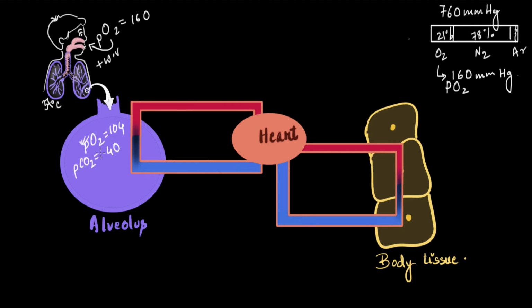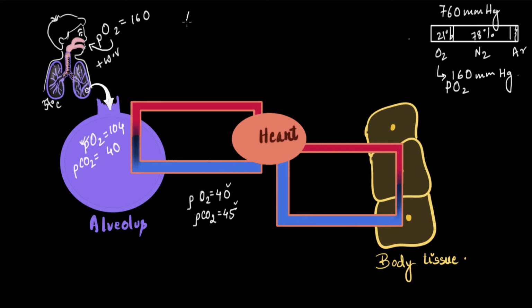Okay, now for any of these two gases to move into or out of the blood, we need to know the partial pressure of gases in the blood that is coming in from the heart. And it is found that the partial pressure of oxygen in the deoxygenated blood coming from the heart is 40 and for carbon dioxide is 45. So wherever the pressure is more, it will move towards the lower pressure region.